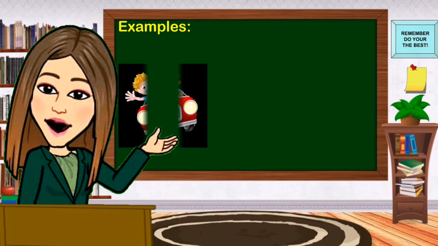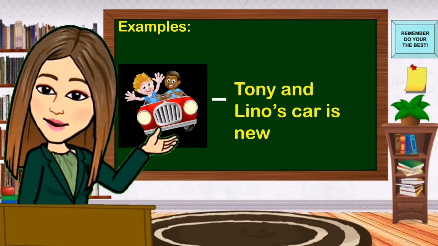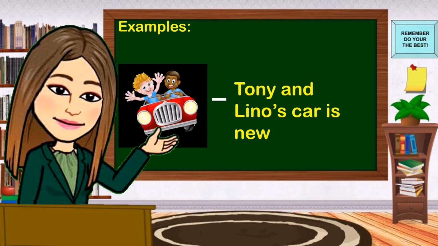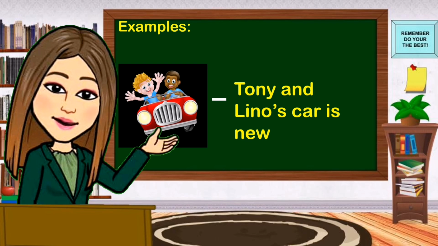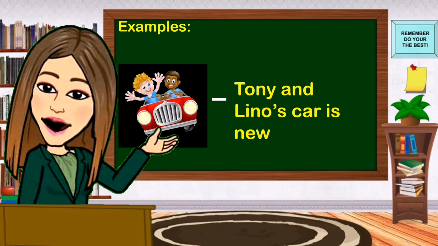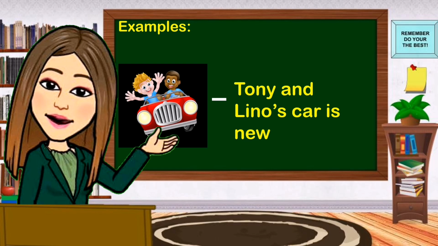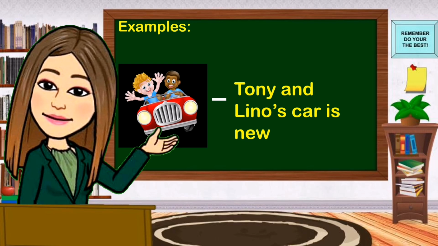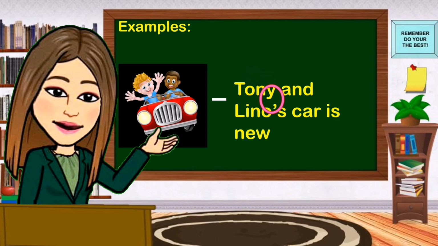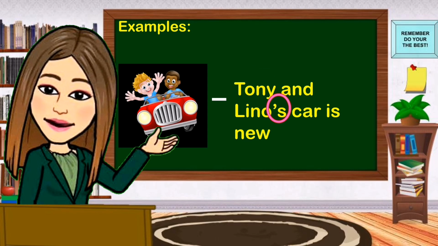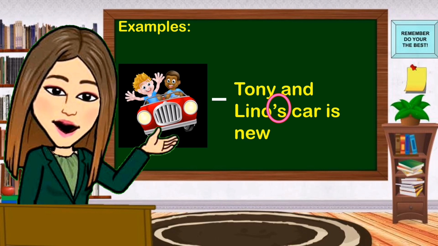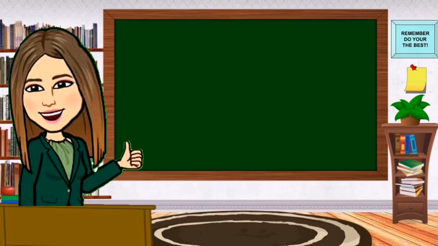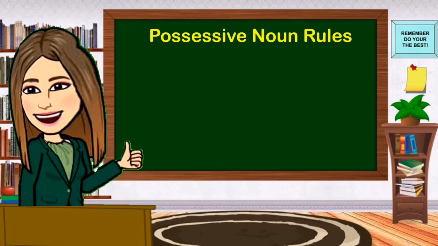Another example, Tony and Lino's car is new. Sino ang may-ari ng car? Sina Tony at Lino. So dalawa sila ang may-ari ng car. Rule number 4, to show joint possession of an object, add apostrophe S to the last noun. So kung dalawa o higit pa ang nagmamay-ari at isa lang ang inaangkin, ang huling nakapwestong nagmamay-ari ang lalagyan mo ng apostrophe S. So ito ang mga possessive noun rules.